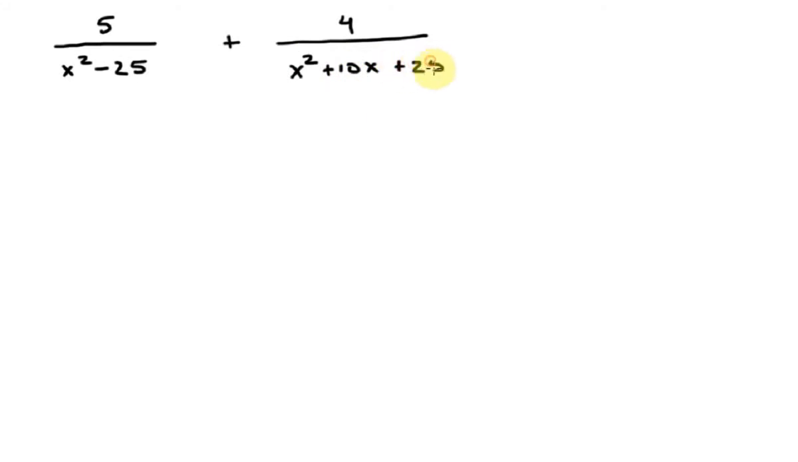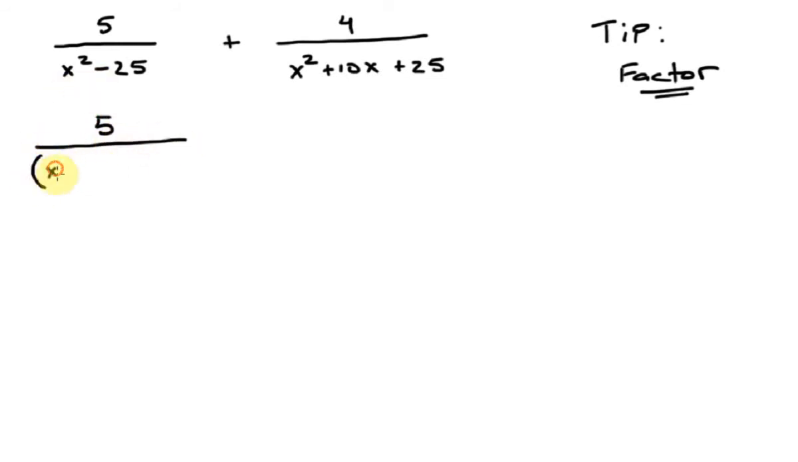Now here's a really, really important tip. Before you go crazy here and say, oh my gosh, I've got to build a big common denominator, if you factor first, sometimes these common denominators aren't as big and scary as you might think. So I'll show you what I'm talking about. If I factor this difference of squares, I get x plus 5 and x minus 5.